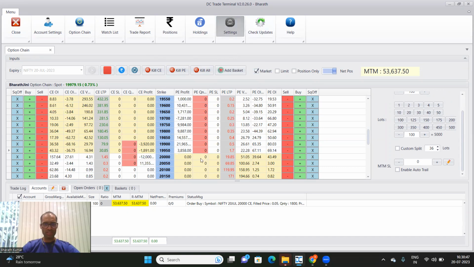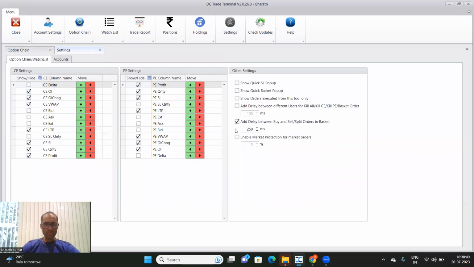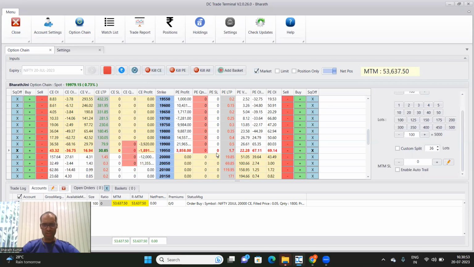So if I go to settings and enable it, enabling will be there. So I can just put a stop loss here. No need to put an order. Just type the stop loss. I can add a basket here like this. So probably some other day I'll give a clean demo of this. And you will see MTM here also. So 53,637 is the MTM I made today.